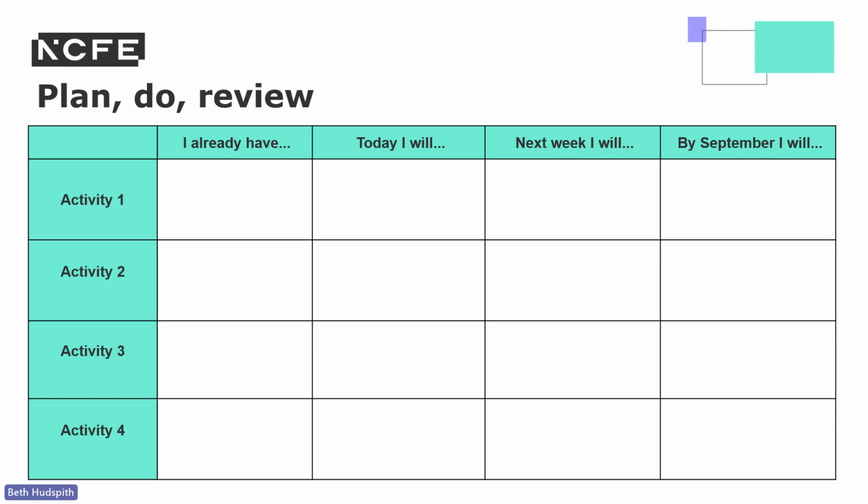So if we just go back to our plan, do, review for activity 2 and 3, so what you already have, what you plan to do by next week and by September. So resources, activities, active teaching.